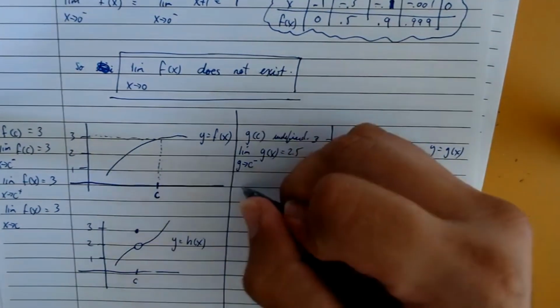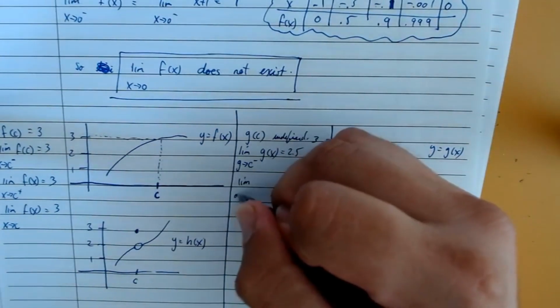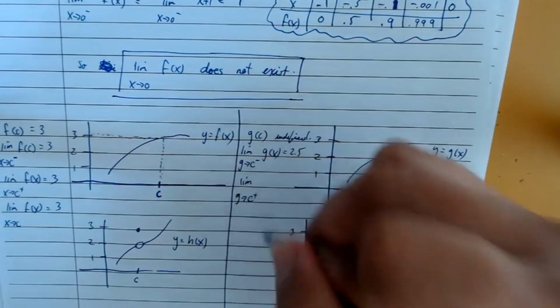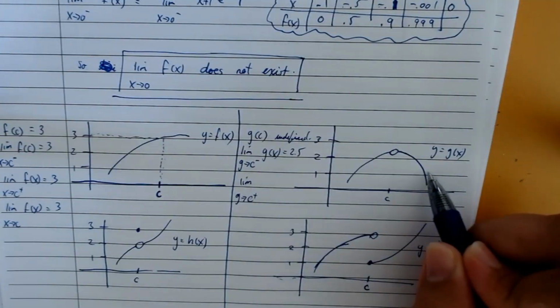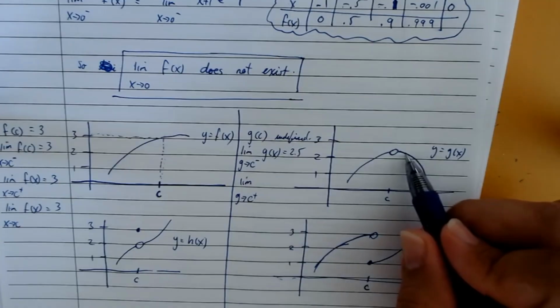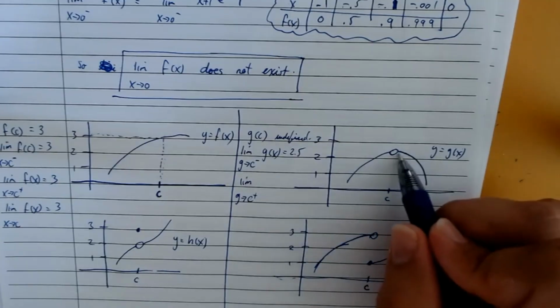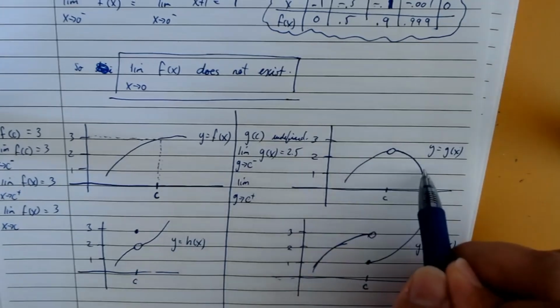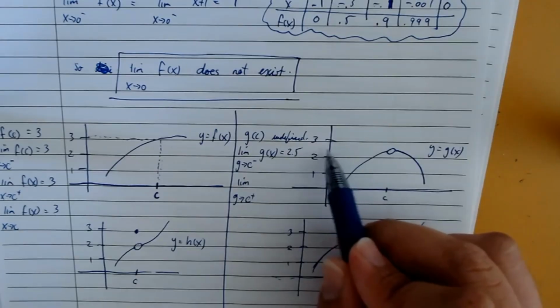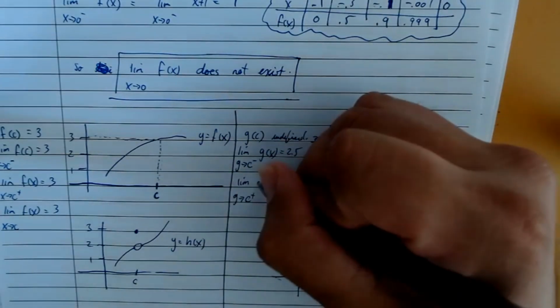From the right, I would have the same thing. The limit as x approaches c from the right, well, again, my y value over here is 0.5, and then 1, 1.5, 2, 2.2, 2.4. As I'm getting closer and closer to x equals c, my y value is coming up right here to 2.5.